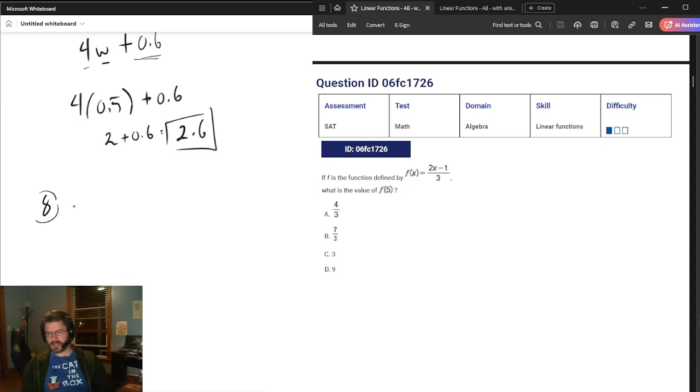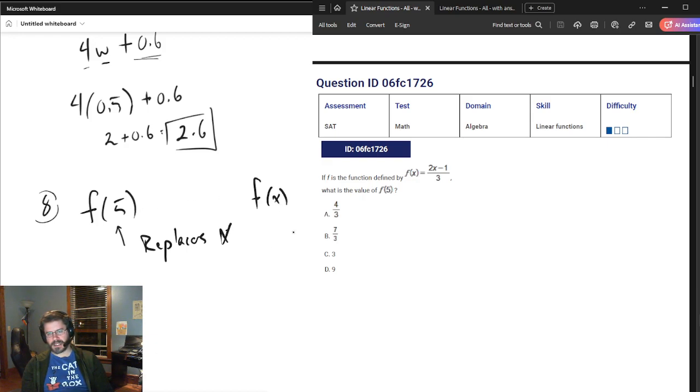f is the function defined there. What is the value of f of 5? So that's function notation, f of 5, whatever's in the parentheses replaces x. So that's just function notation. So if you have f of x and you say, okay, what is f of 5? Wherever you see an x in that expression, 2x minus 1 over 3, wherever you see an x there, you replace it with whatever's here.